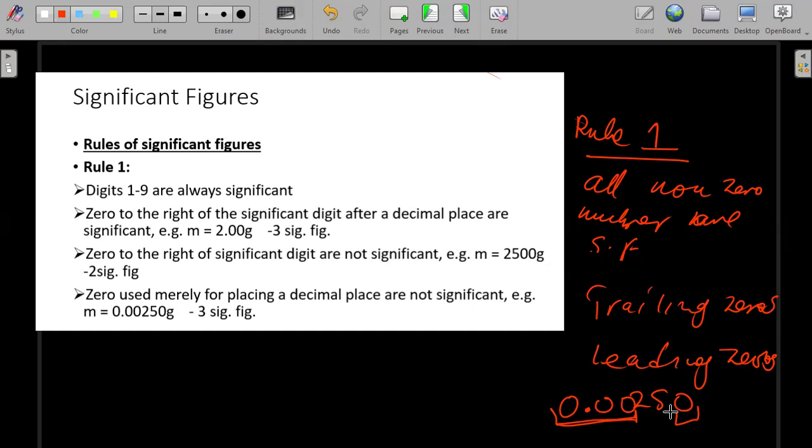But we have these zeros which are in front of numbers. For leading zeros, all leading zeros are not significant. It doesn't matter whether there is a decimal place or there is no decimal place. These are not significant figures. So in this case, we are going to have three significant figures in this value. So those are some of the rules that you need to follow when it comes to significant figures.